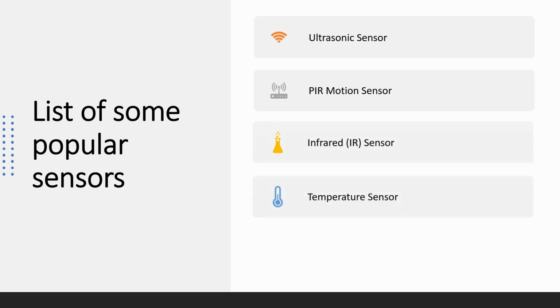Temperature sensor. A temperature sensor is an electrical device that measures the temperature of its environment, converts the input data into electrical data to record, monitor, or signal temperature changes. There are many different types of temperature sensors. Non-contact temperature sensors are usually infrared sensors.